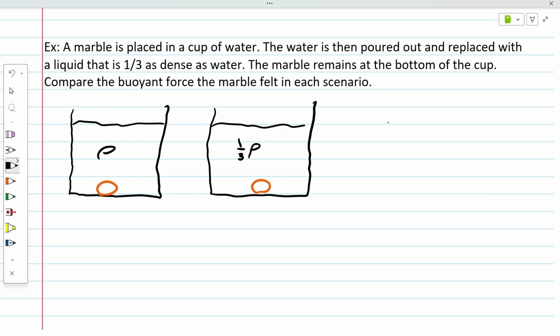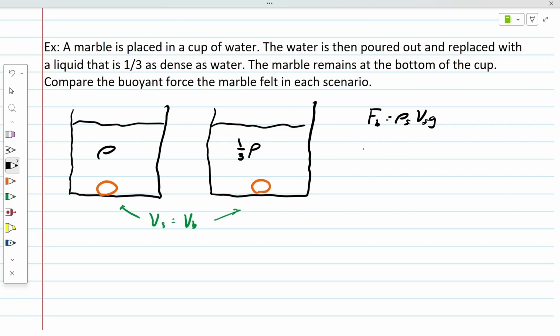So we know that the buoyant force equals the density of the fluid times the volume times the gravity. Now in this case, since the marble is fully submerged, the volume that's being displaced is equal to the volume of the ball. So we can just use the volume of the ball. And since it's fully submerged, it's not going to change between the two scenarios.